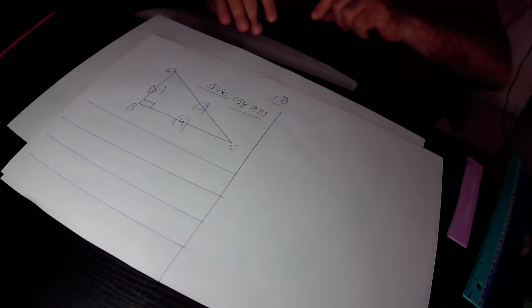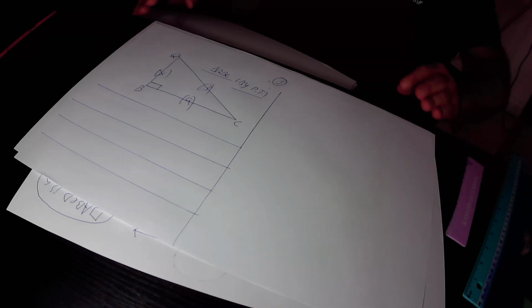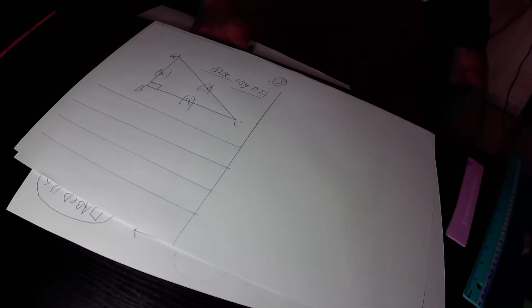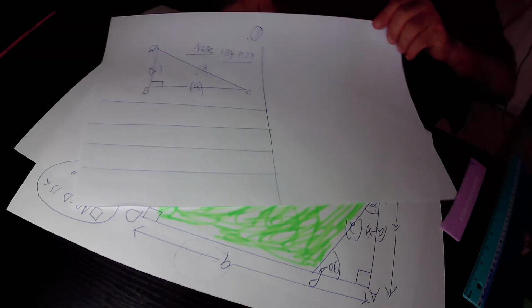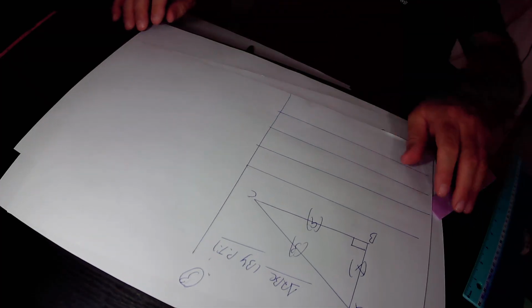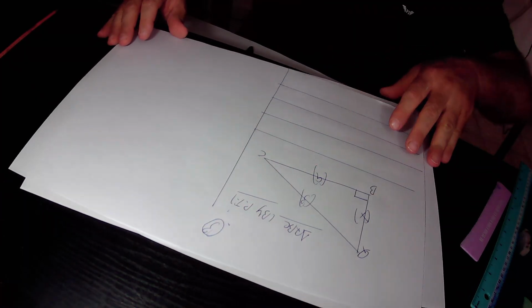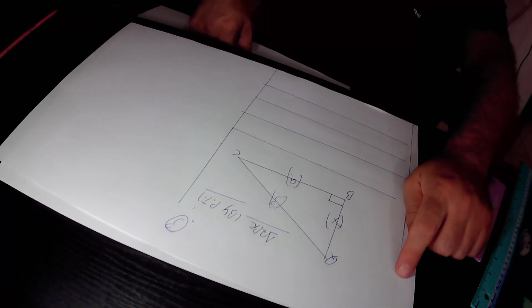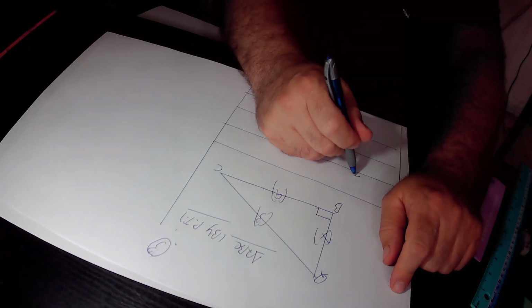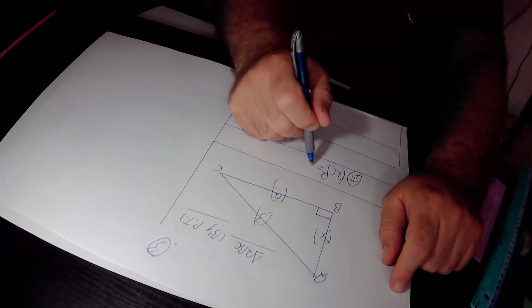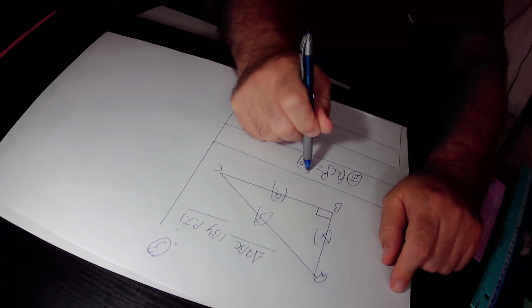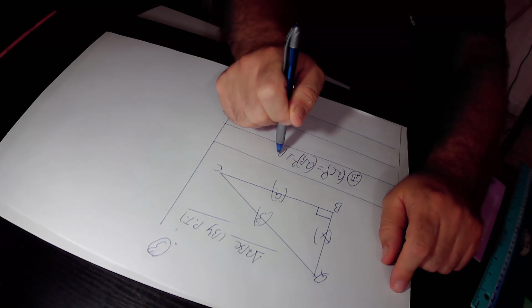This is the right triangle QBC that I copied from the original diagram. In this right triangle QBC, according to the Pythagoras theorem, QC squared, that is the square of the hypotenuse, is equal to QB squared plus BC squared. So I write it down. This will be equation 3. QC squared is equal to QB squared plus BC squared.